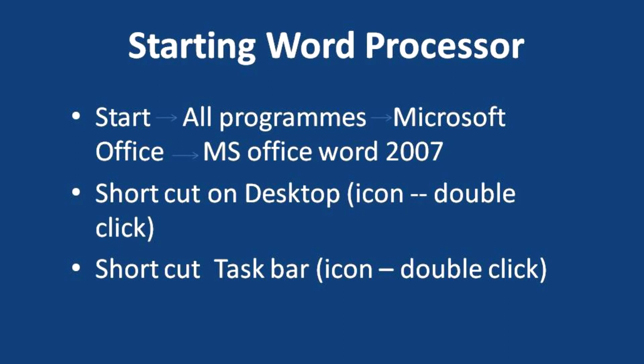Otherwise, shortcut is you can use the taskbar also. If there is an icon, and if you double click on it, the Word window will open. So you can choose any one of these options for opening the MS Word processor to start with. So how we can do that thing? Now we will go to the demonstration part of it.